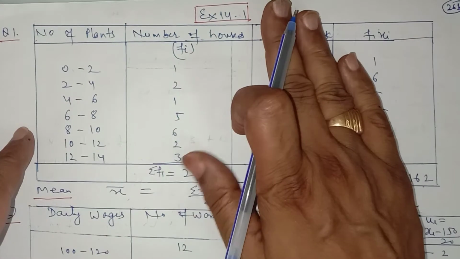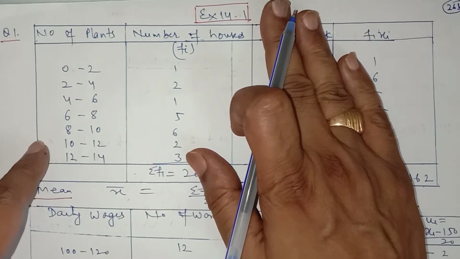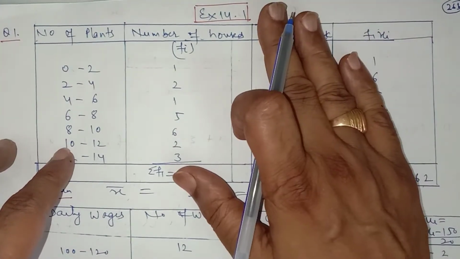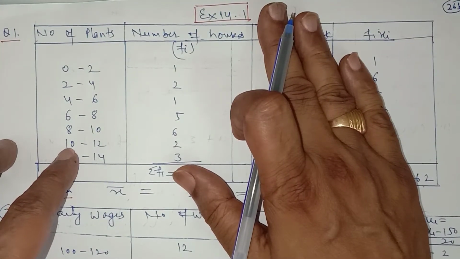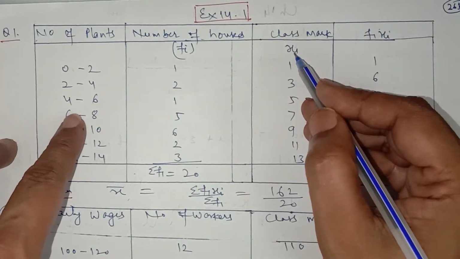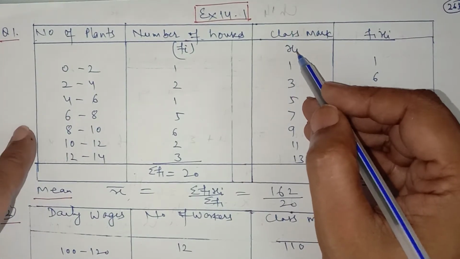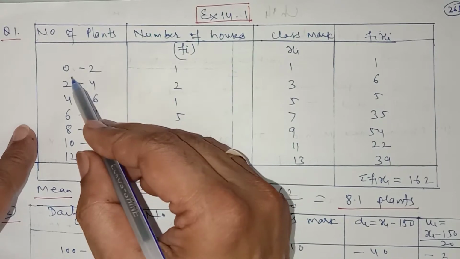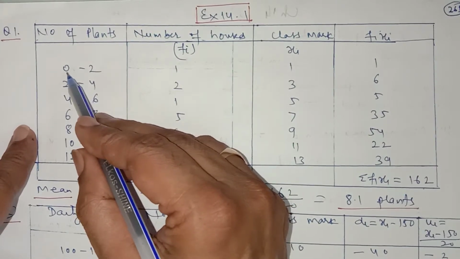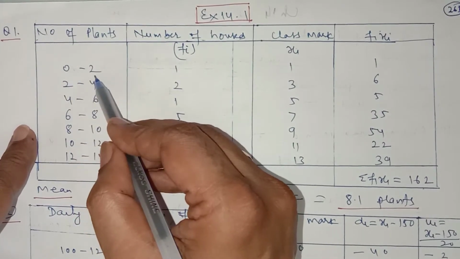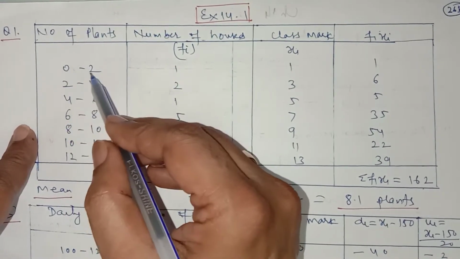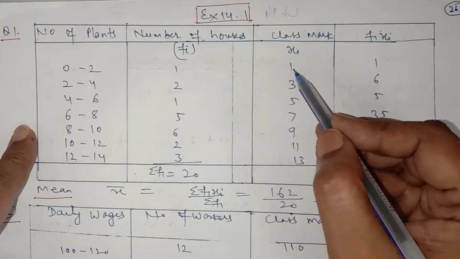Now what you have to do, you can find the mean by using the direct method. To use the direct method, we first have to find xi. Now what is xi? Xi is the class marks of the given data. The class mark is obtained by using the formula (lower limit plus upper limit) upon 2, or the mid value of the class interval. So 0 plus 2 upon 2 is equal to 1.